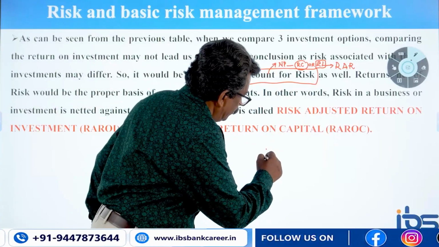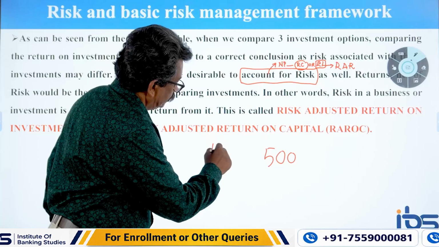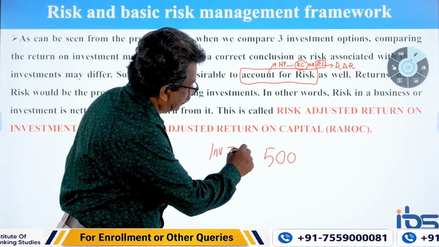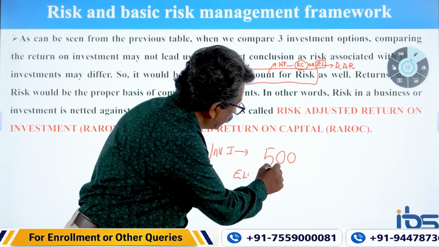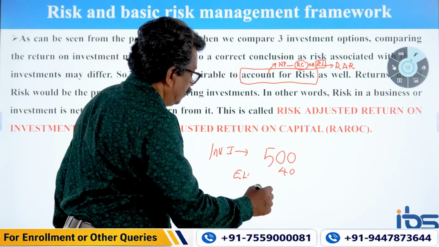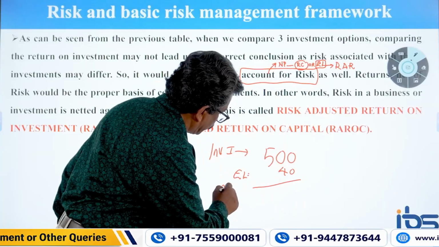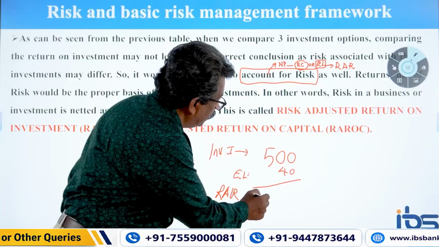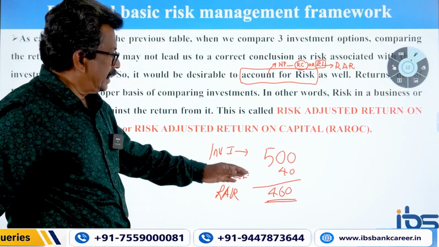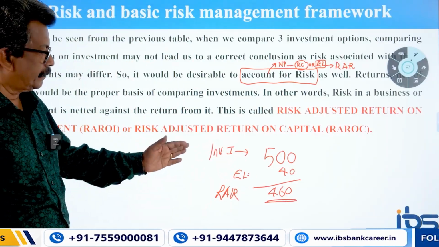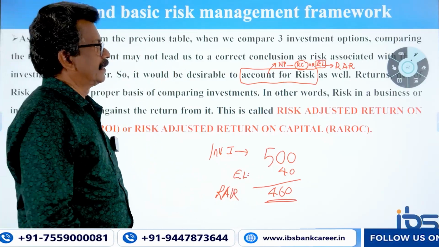So 500 is the total income generated in investment one. What is the cost of risk, or expected loss? Suppose we have calculated expected loss as 40. Then what is the risk adjusted return? RAR will be 460. So it is nothing but net of expected loss. The net profit reduced by expected loss gives you the risk adjusted return.